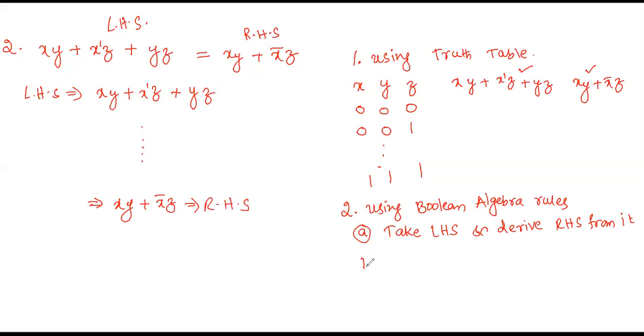Now, if from LHS you are unable to derive RHS, take LHS and you are deriving, but you are unable to derive it, so stop at one point.